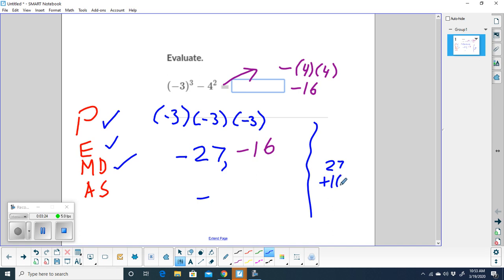27 plus 16. 7 plus 6 is 13. Carry the 1. 1 plus 2 is 3, plus 1 is 4. So the answer is -43. Hope that helped.